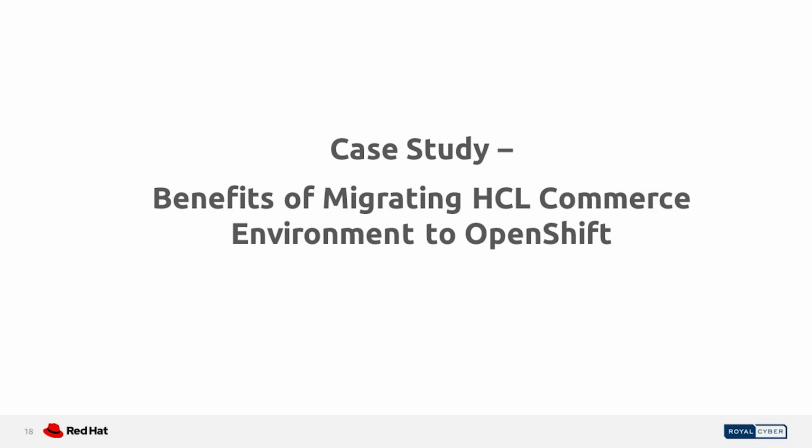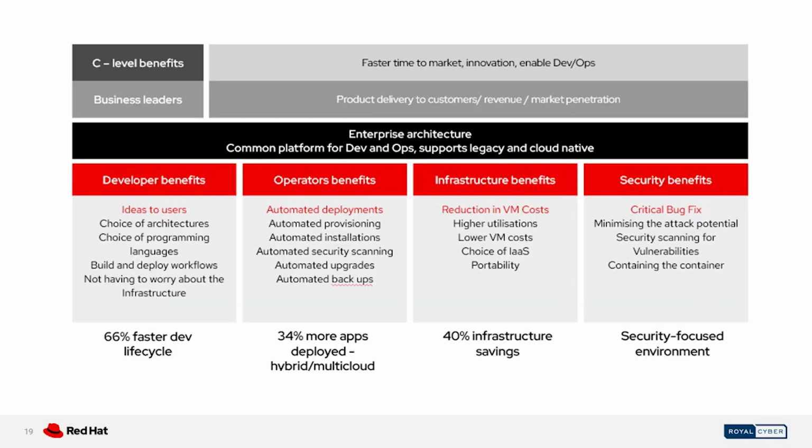So, what are the benefits of migrating HCL Commerce to OpenShift? Migrating to OpenShift can provide a range of benefits for businesses using HCL Commerce, allowing them to improve the performance, security, and scalability of their e-commerce environment, while reducing cost and making management easier. There are several benefits of migrating HCL Commerce to OpenShift, including developer benefits, operator benefits, infrastructure benefits, and security benefits.